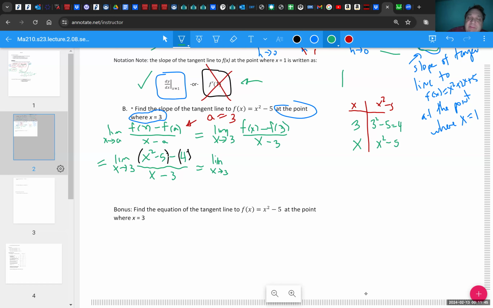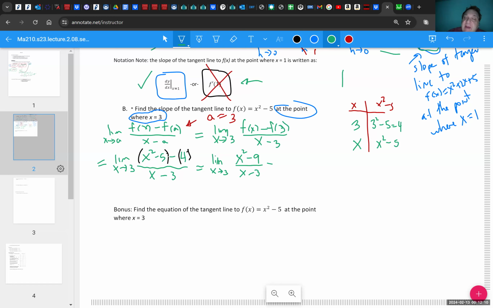x squared minus 5 minus 4 is x squared minus 9 over x minus 3. You'll find out that plugging in 3 isn't going to work. 0 in the denominator. You actually also get a 0 in the numerator. So we need to simplify this algebraically. This is a little bit more complicated simplification than the previous problem, and because we're using this other formula, that's usually what happens.